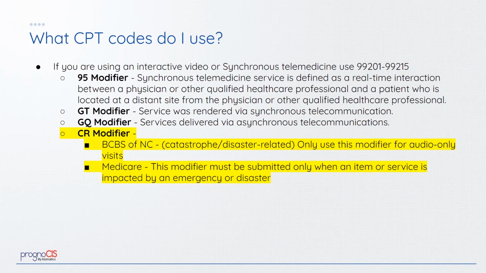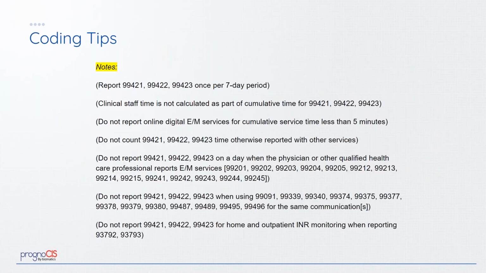Some of your other payers, for example Blue Cross Blue Shield of North Carolina, are requiring modifier CR for audio-only visits, and modifier CR is defined differently between some commercial payers and Medicare. Medicare defines it as an item or service that is impacted by an emergency or disaster, and Blue Cross Blue Shield of North Carolina defines it as an audio-only visit during a catastrophe or disaster. Most providers are going to use modifier 95, which is the synchronous telemedicine, which means that it's an interactive video.